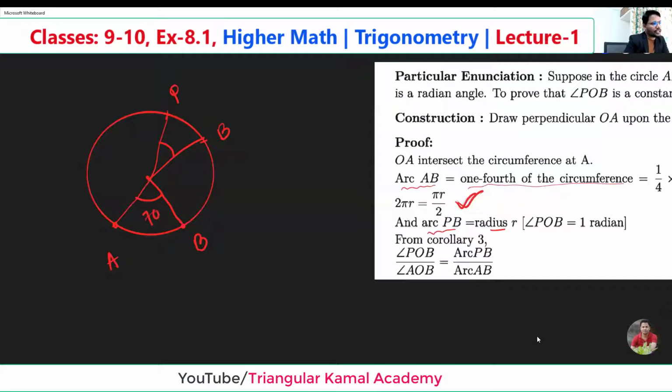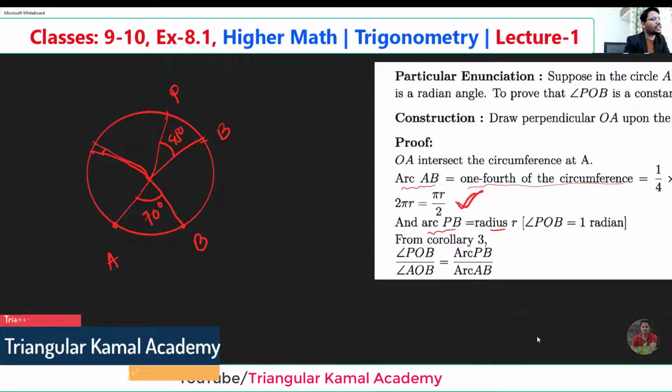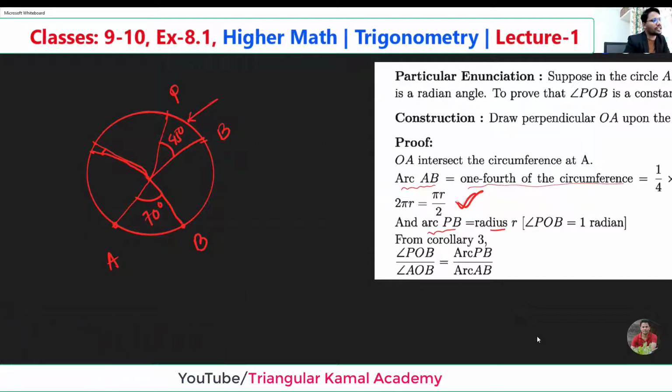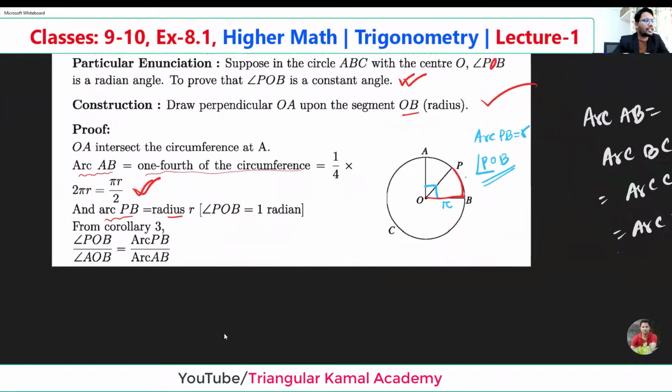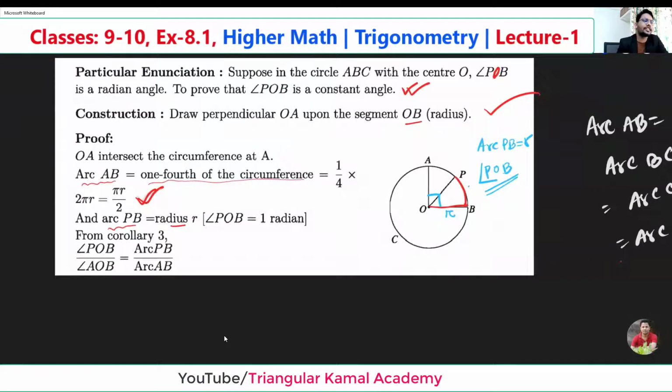Suppose this is 70 degrees and this is 45 degrees. If we take this smallest arc, then the subtended angle will be the smallest. So definitely the subtended angle is completely dependent on the arc. If the arc is greater, the subtended angle must be greater. If the arc is smaller, then the subtended angle must be smaller. So that means the relation between subtended angle and arc is directly proportional. If the arc is increased, then the subtended angle must be increased. If the arc is reduced, then the subtended angle will be reduced.